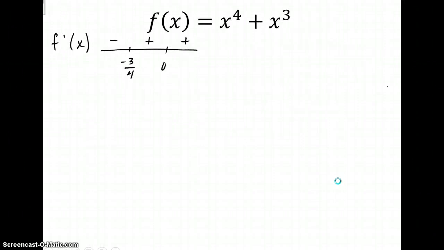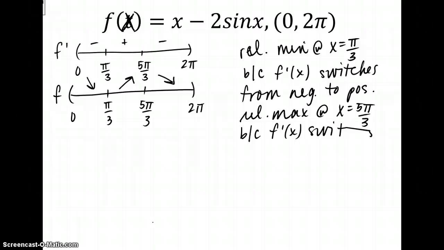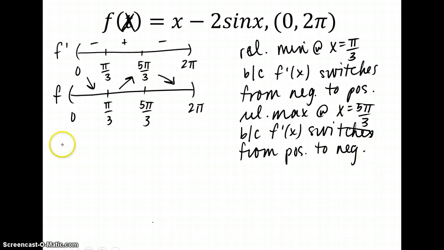Oops. Switches from positive. So what are the relative max and min? The relative minimum. I'm sorry for the delay. Love you.